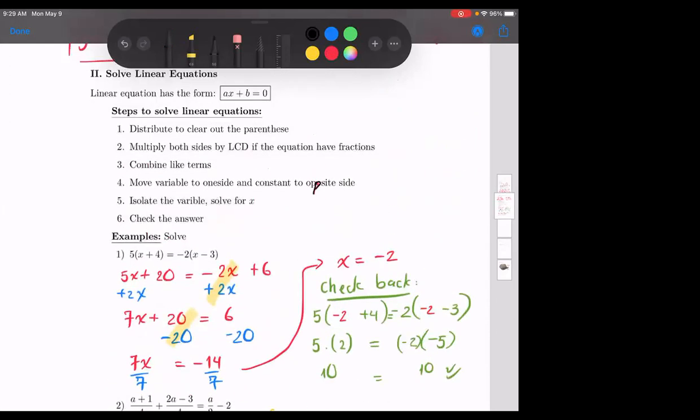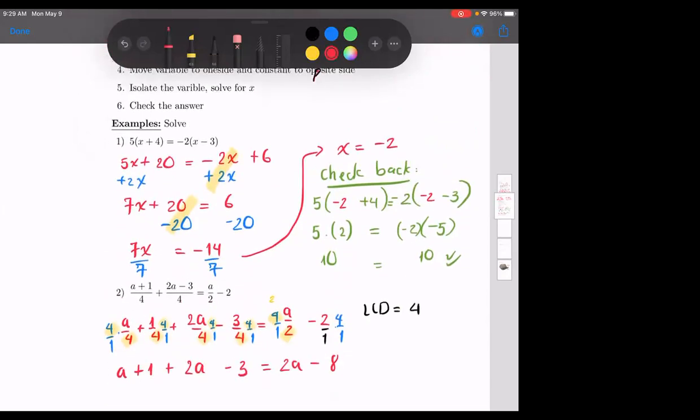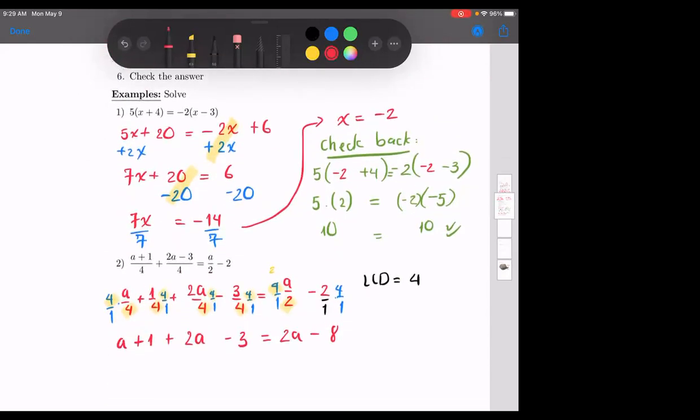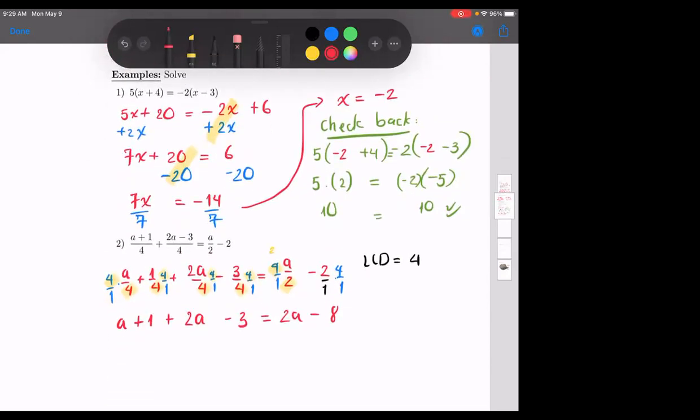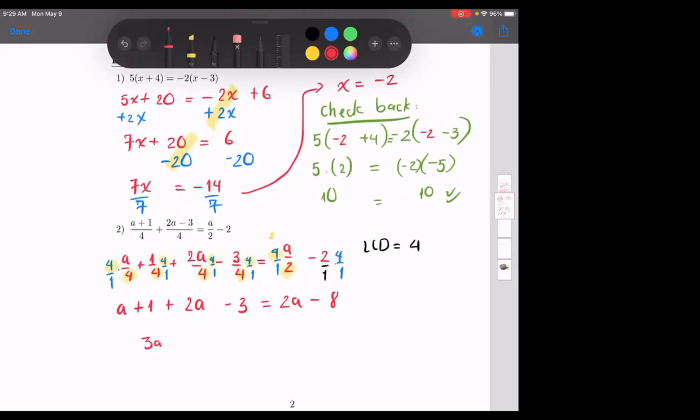All right, combine like terms. That's step number 3, right? We did the first 2 steps. Now step number 3, combine like terms. So a plus 2a is 3a. 1 minus 3 is negative 2. On the right hand side, we write it as 2a minus 8.